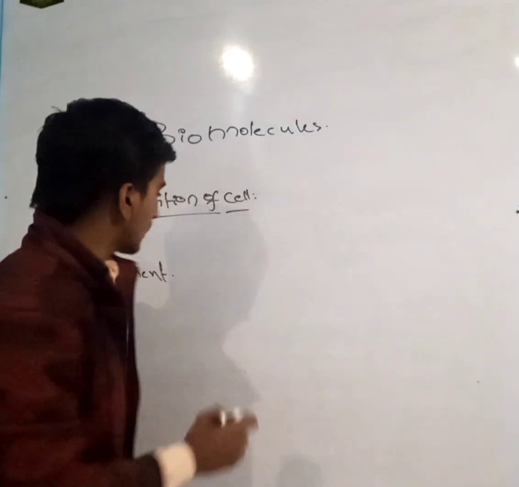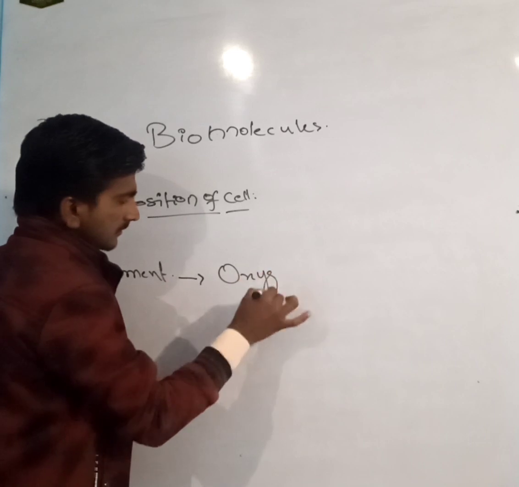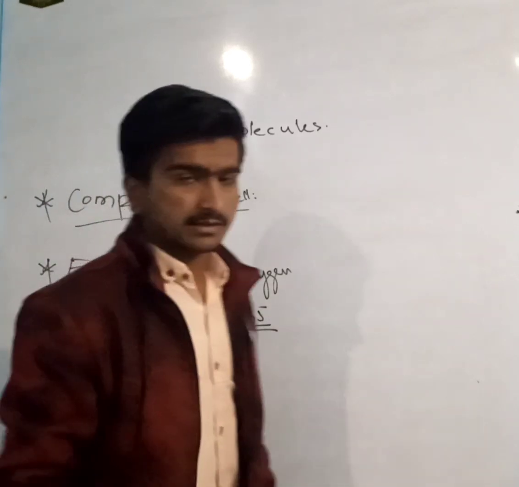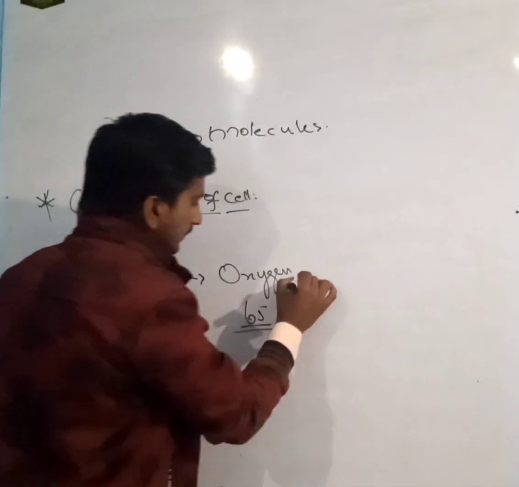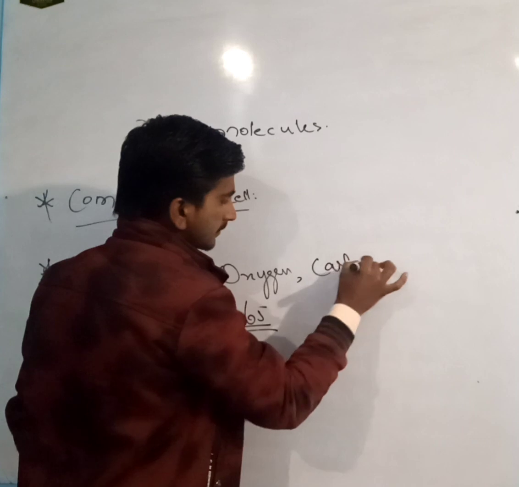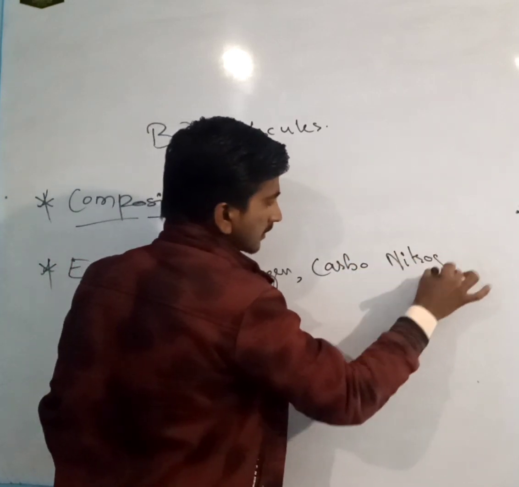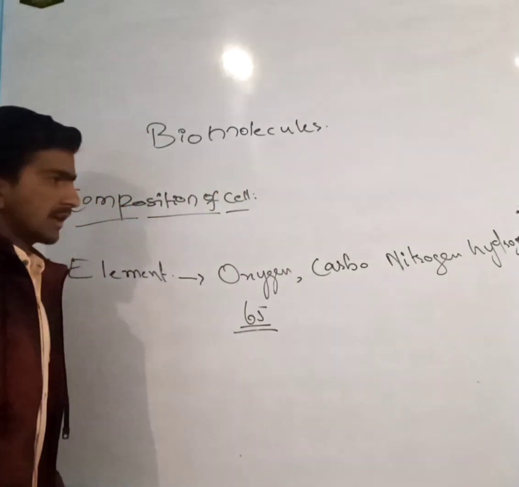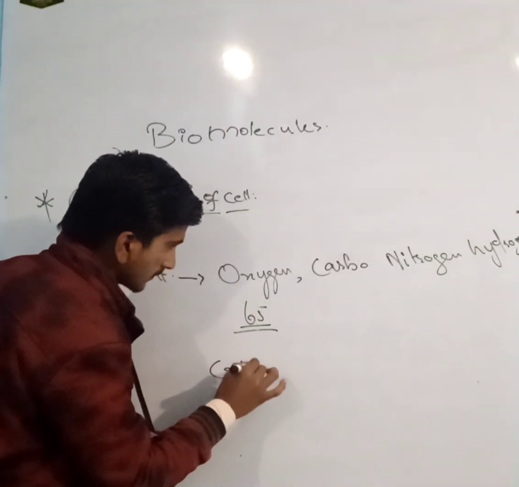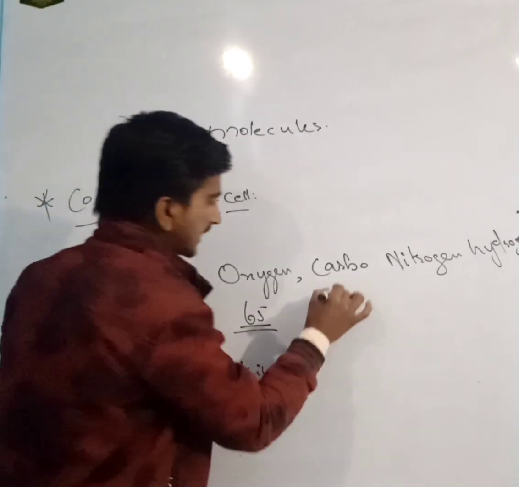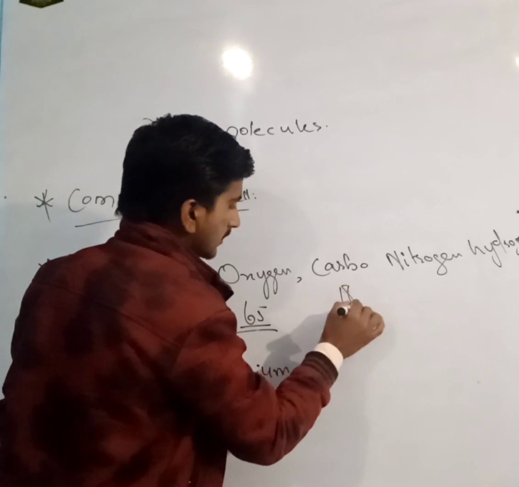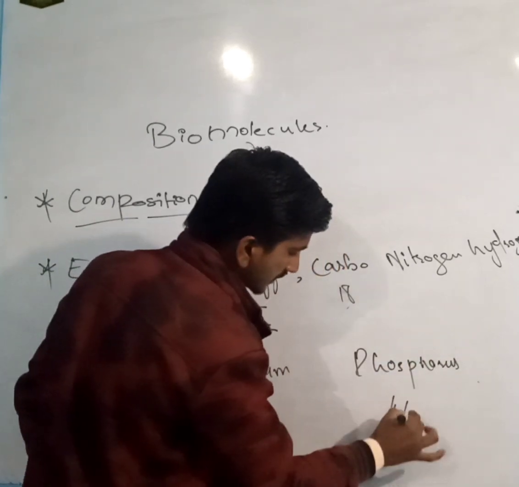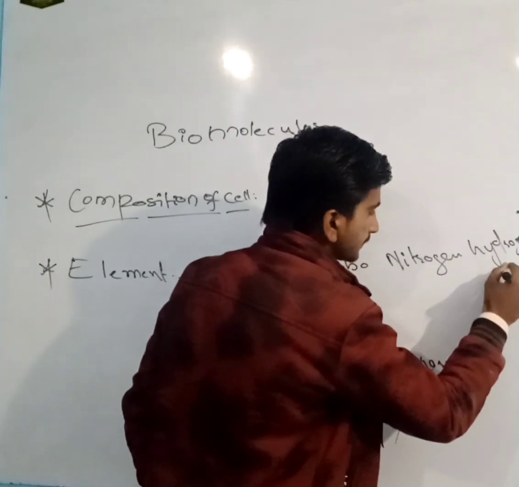Those 6 elements are, first, oxygen. How much percent is oxygen? Oxygen is 65% inside a human body. After that comes carbon, nitrogen, hydrogen, calcium. Carbon is 18% here. And the last is phosphorus, which is only 1%. Hydrogen is 10%, and nitrogen is 3%.